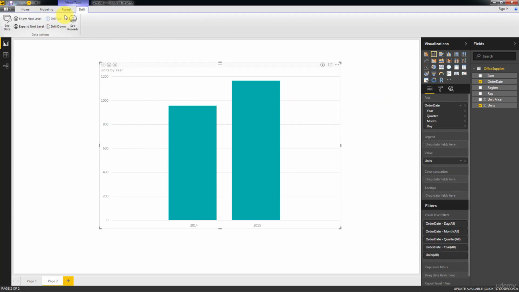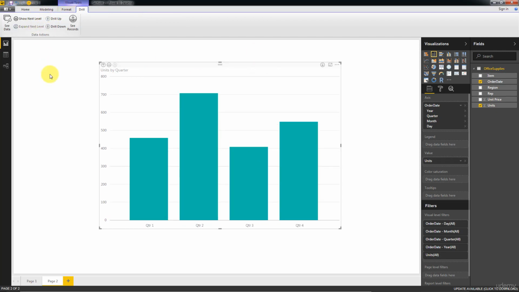Once you've selected the visualization and gone to the drill tab over here, let's click show next level and just see what happens to our chart. So I'm going to click it now. As you can see, now the quarters appear instead of the years. And the interesting thing here is that quarter one and quarter two are on the left.